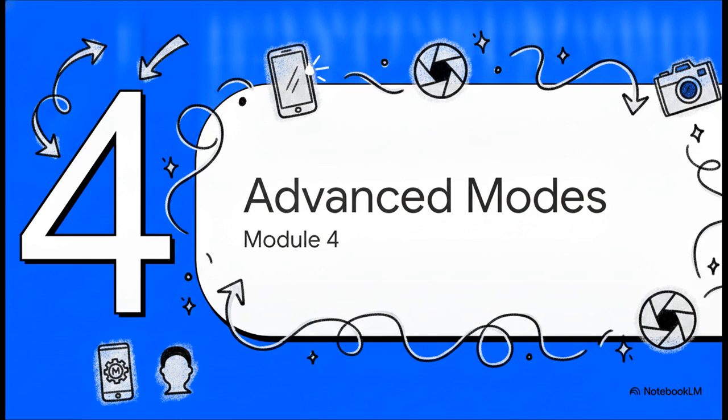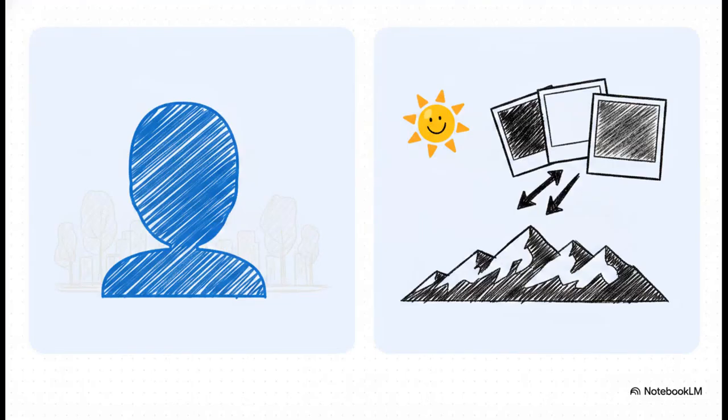Module 4, advanced photographic modes. Our smartphones are packed with incredibly powerful software that acts like your own invisible photography assistant. Let's look at two of the absolute most important modes you should be utilizing.